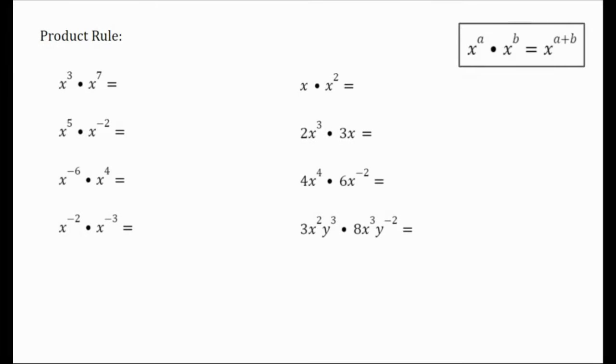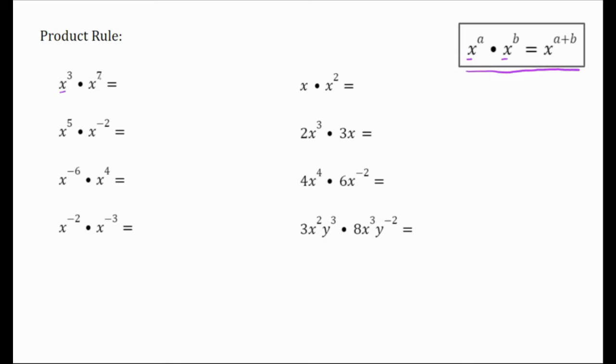For us to simplify these multiplication problems using the product rule for exponents. So we have a rule at the top right here where when we take x to the power of something times x to the power of something else, then we get the same base and then the two exponents added together. So the bases have to be the same here.